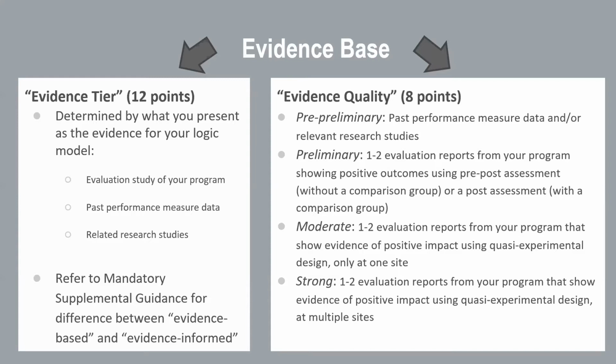Moderate evidence would be that you have evaluations from your program that show a positive impact. Okay, now here's how it differs from preliminary. In the moderate tier, that evidence of positive changes was being shown through particular methods. And those particular methods are called quasi-experimental. So they're not experimental, meaning you didn't have 2 groups of similar people that you randomly assigned to 2 different groups, one of whom got the workshops and one didn't.